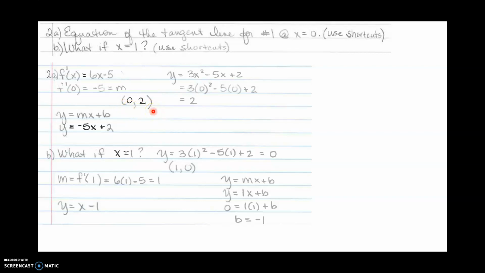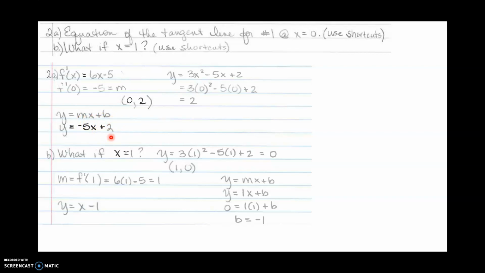All right, and then to find my slope, remember that slope of the tangent is derivative. So I just need my derivative at the point 0. So we'll put 0 in for x and we'll get negative 5. So now I've got my m and I've got my b. And so that would be y equals mx plus b. So negative 5x plus 2.